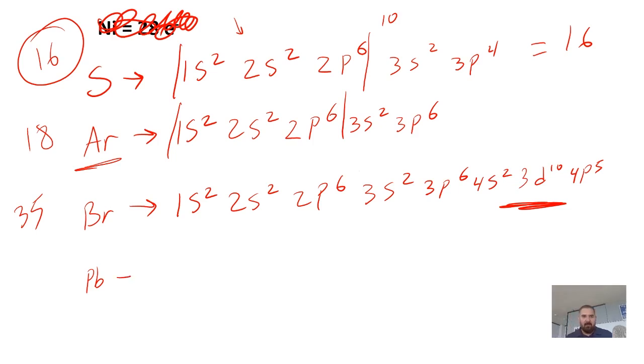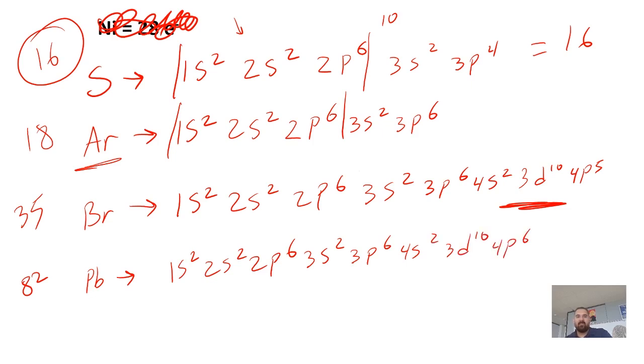So Pb, how many electrons does it have? 82. So this is the first one that's going to include all of the blocks. So let's go ahead, start from the top. What's our first one? 1s2, 2s2, 2p6, 3s2, 3p6, 4s2, 3d10, 4p6. So at 4p6, we just got to krypton.